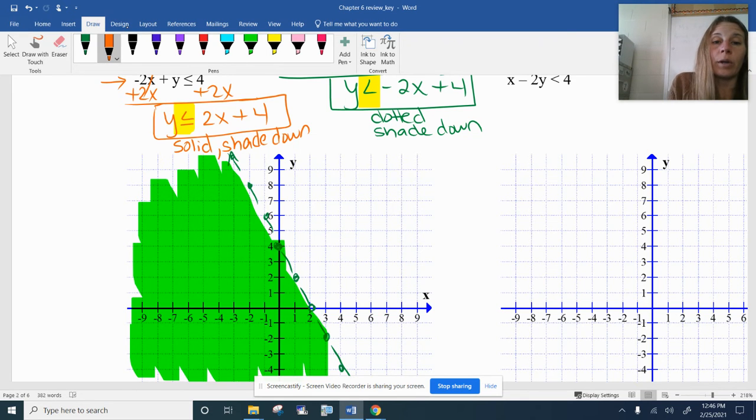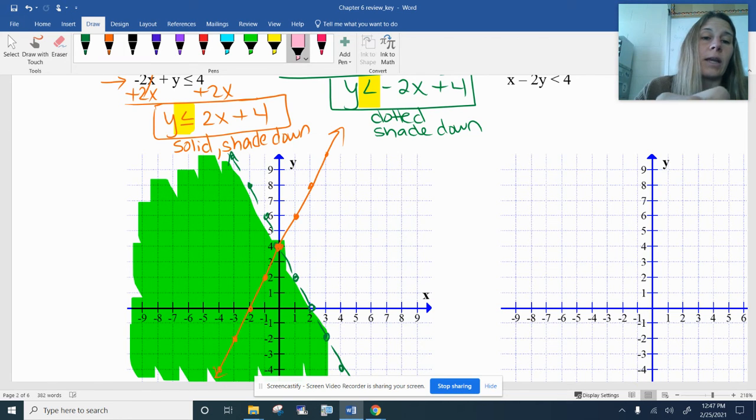Then for the other one, I'm going to go to the 4 as well. Look at that, it happens to be the same y-intercept. Up 2 to the right 1, up 2 to the right 1, or I can go down and to the left. And this one was a solid line. I'm going to do my shading down this time because y is less than. So I go to my y-intercept and shade down, and then everything else on that side.